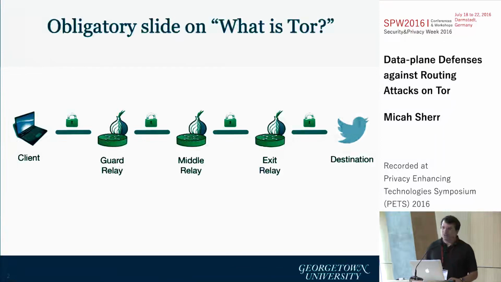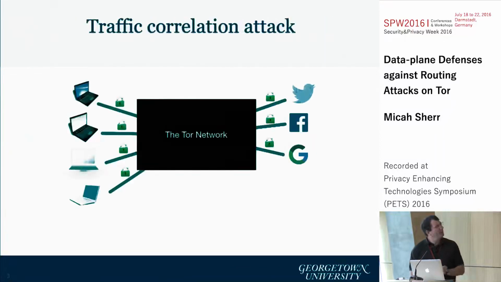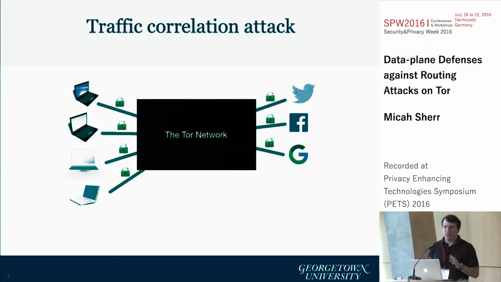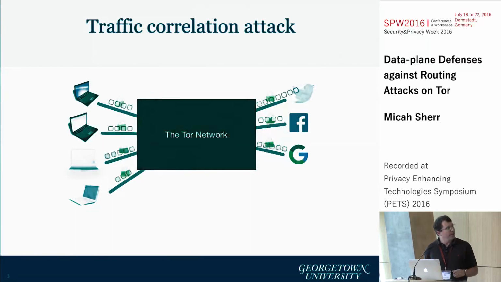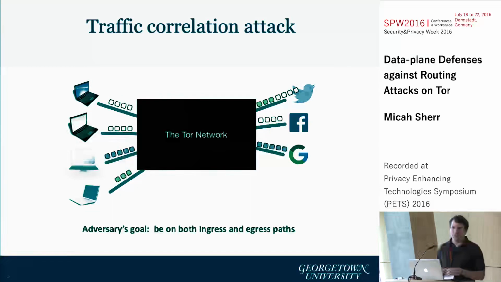Tor is this thing you can use to get anonymity. In particular, this paper is really about traffic correlation attacks. There are different types, but the type I care about in this talk is an adversary who can see traffic entering this black box, because Tor is perfect, the Tor network, and look at the traffic coming out, and then use things like packet counting and timing analysis to match inputs and outputs.